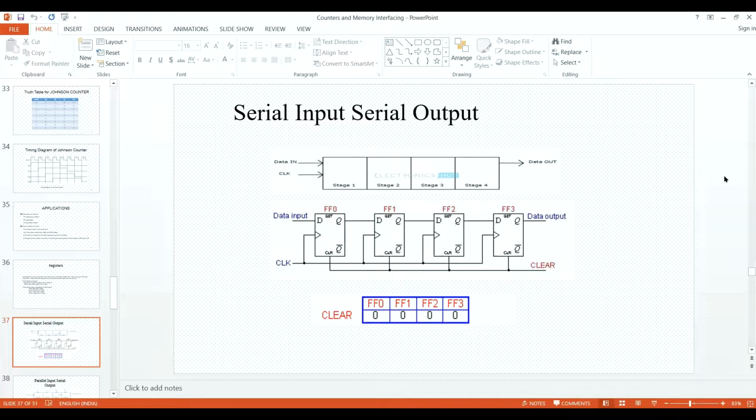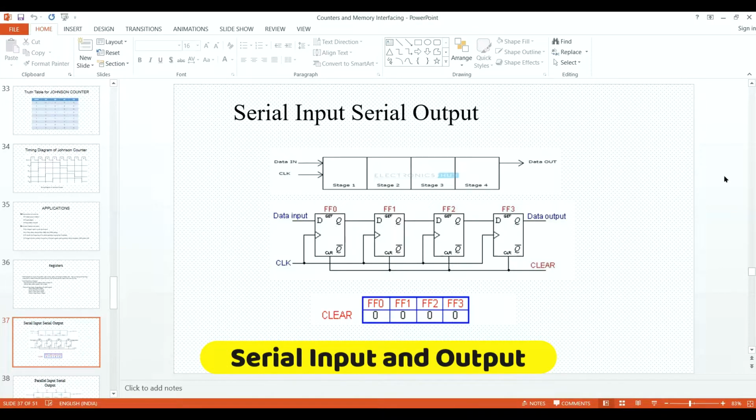When I talk about serial input, serial output, you can see that I have a data and a clock. That means I am using a D flip-flop. So remember my words, students. I already told you many times in previous videos, we use D and T flip-flops instead of JK and SR.